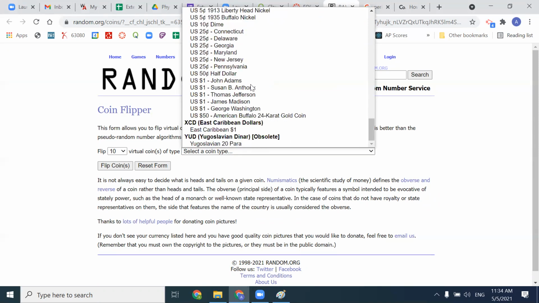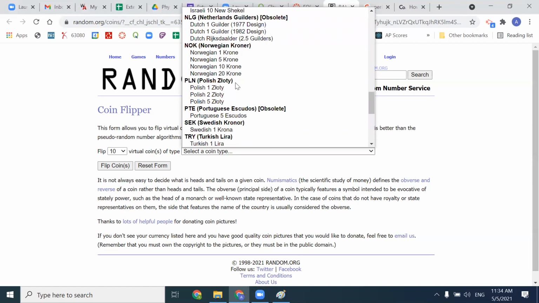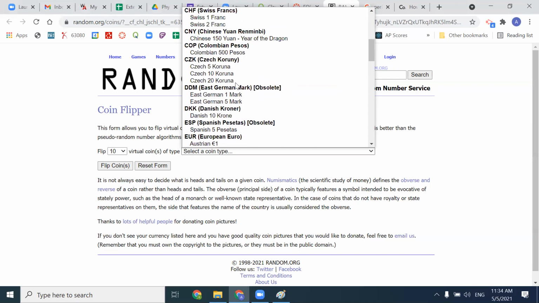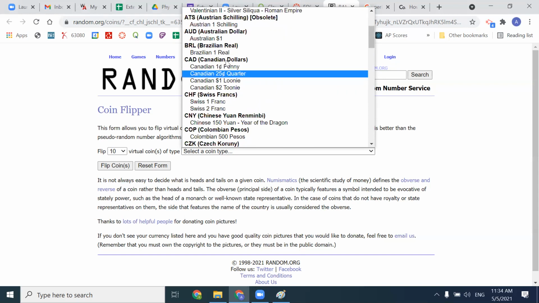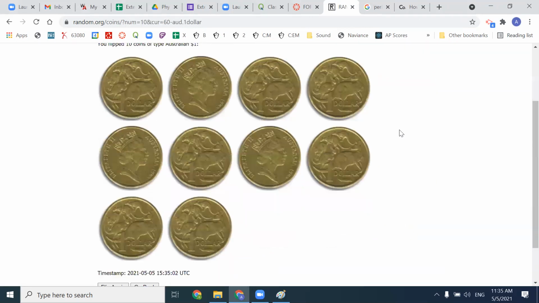Okay. I'm gonna go with the US penny because I want to. Actually, no, that's kind of boring. Let's go with the Aussie dollar. We'll go down under. All right, flip the coins. It really doesn't matter what you pick as long as you have a heads or a tail.